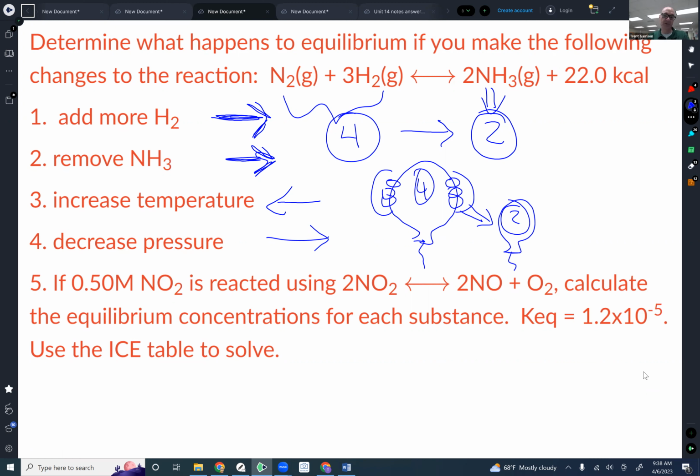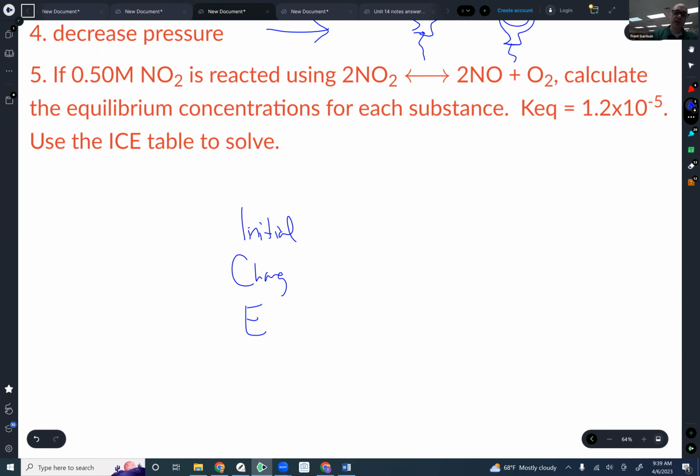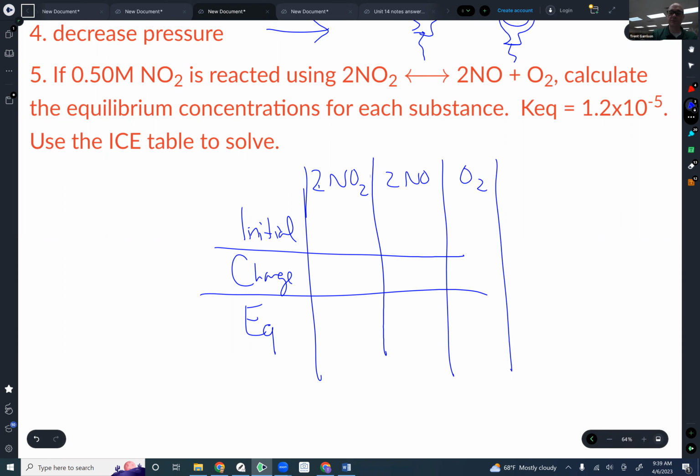All right, last question on here is dealing with something called ICE tables. And the ICE tables are set up as follows. You set it up with ICE, where I stands for initial, C for change, and E for equilibrium. So we have these 3 stations, and then we're going to set up just as we see it in the reaction. So we're going to have the 2 NO2s. We don't need the equilibrium sign. We will have 2 NOs, and we will have O2.